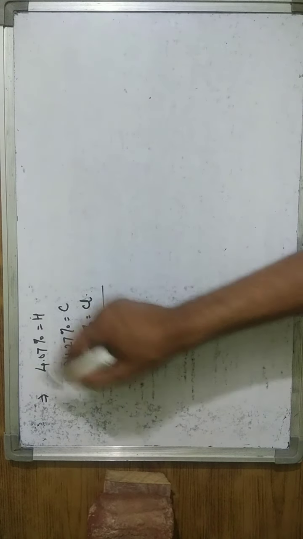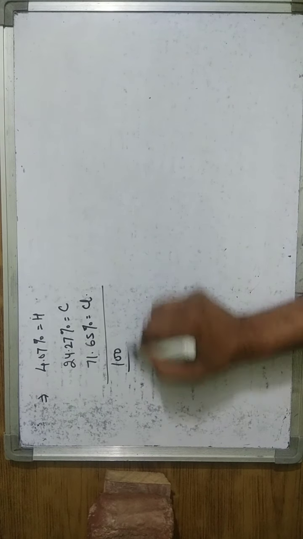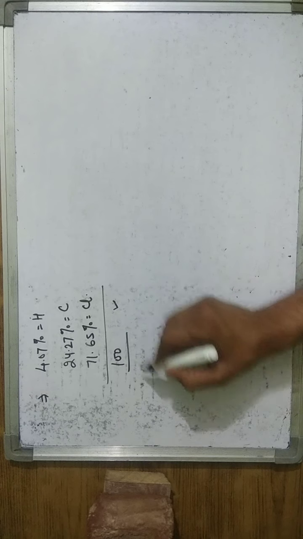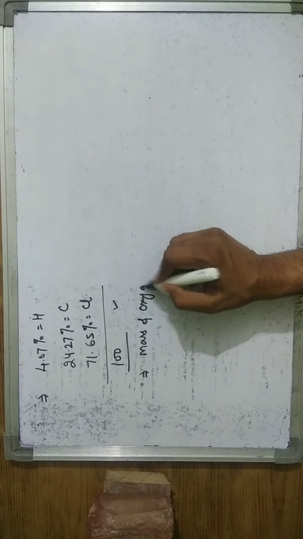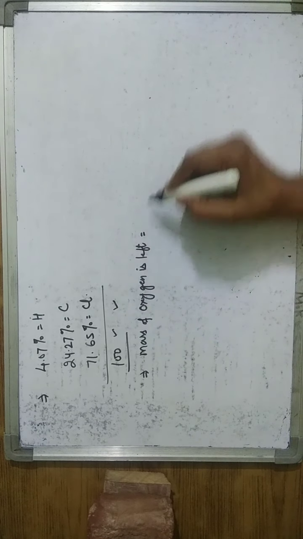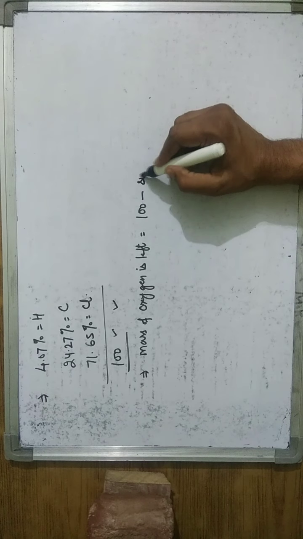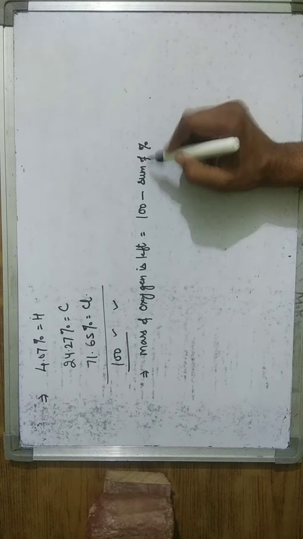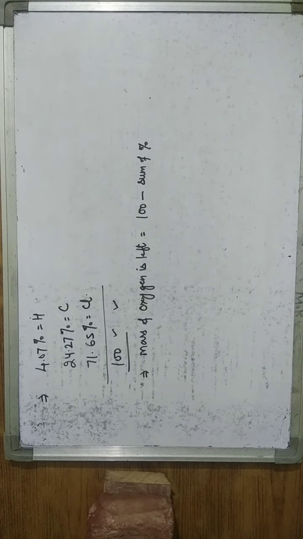First condition is that you carry out the sum of these, take the total. If it is 100%, it means it is okay, nothing is left. If it is found to be less than 100, it means the mass of oxygen is left. Then how will you find the mass of oxygen? Take the sum of the percentages minus from 100, then you are able to find the mass percentage of oxygen.